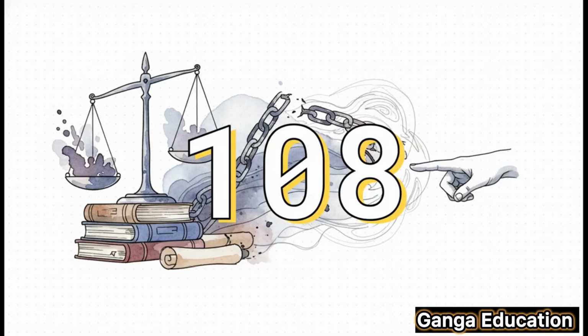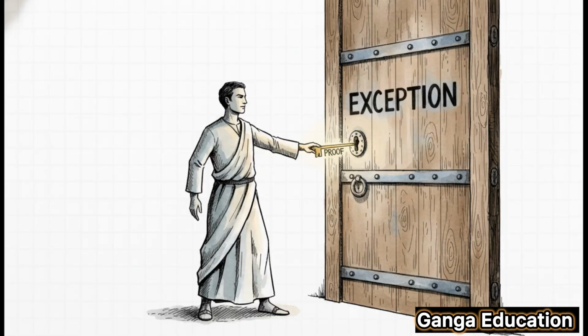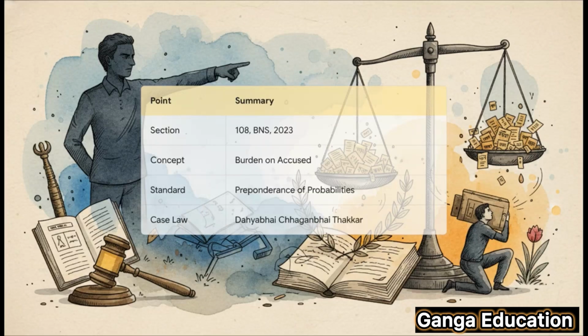First things first, memorize the section number, Section 108. The core concept is totally straightforward. If an accused person claims an exception, the responsibility to prove that exception is also theirs. That's it. So for a quick revision, just remember these 4 key points.